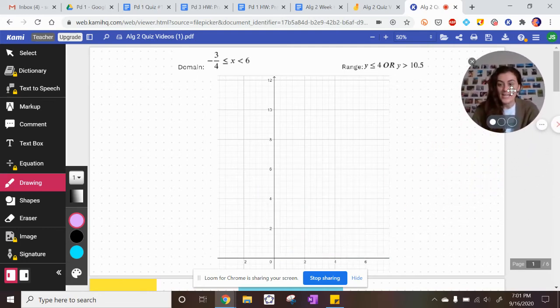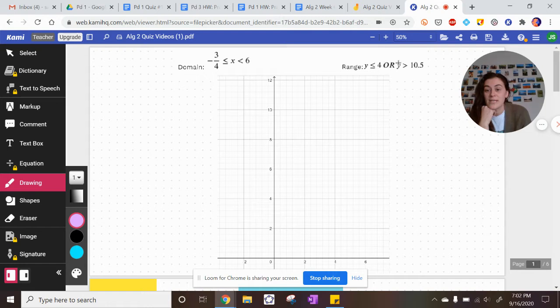Miss Sote. So to review domain and range a little bit more, I'm going to be doing a series of 3 examples with you all, and this is video 1. So we are going to graph a function, or not even a function, we're going to graph something that has a domain of -3/4 is less than or equal to x, which is less than 6, and a range of y is less than or equal to 4 or y is greater than 10.5.